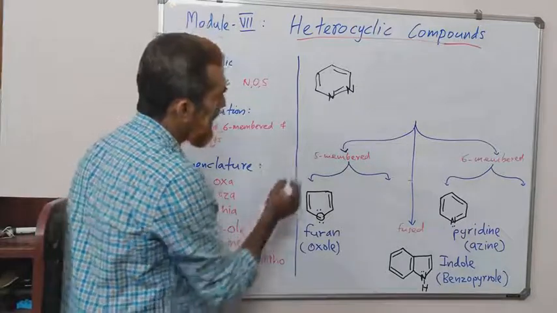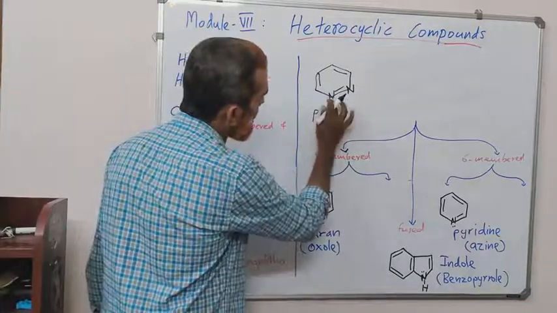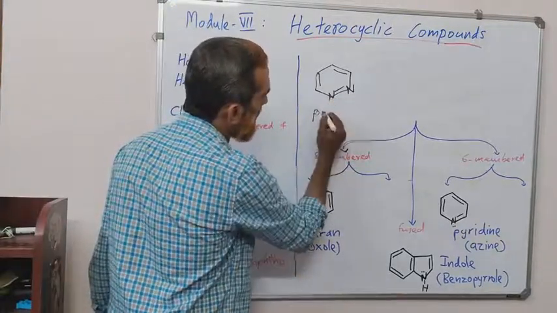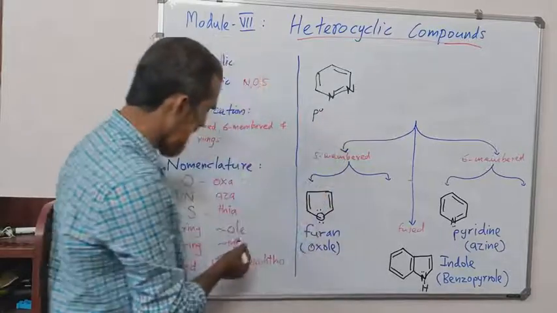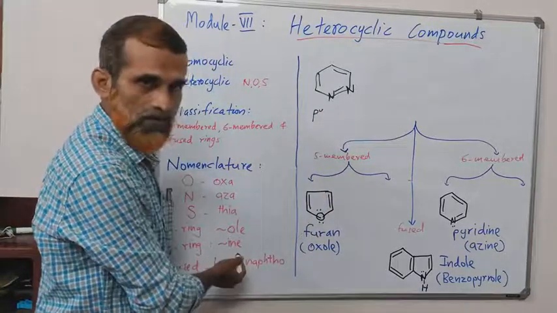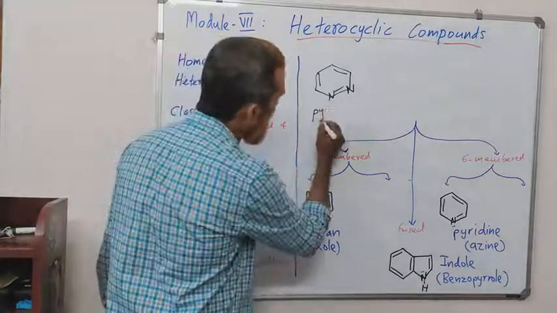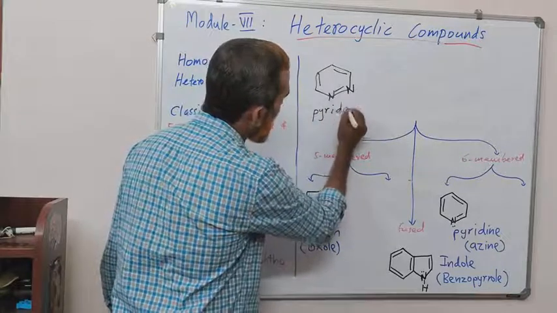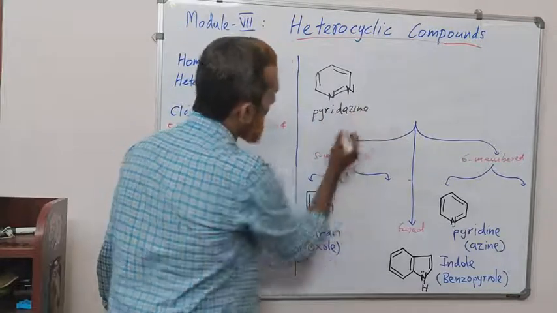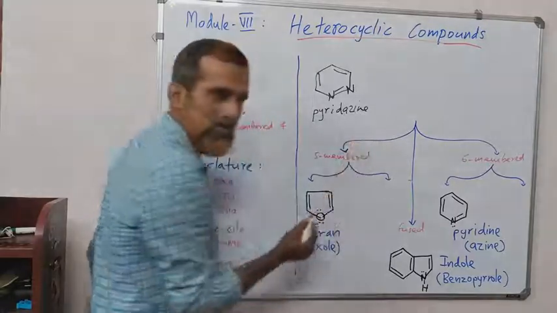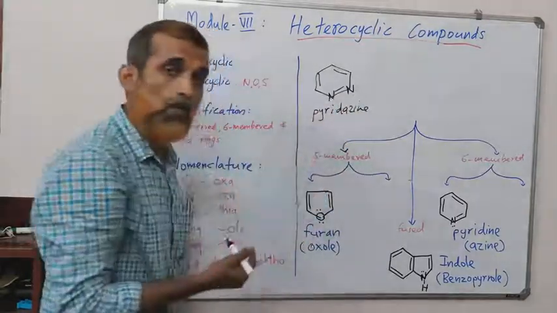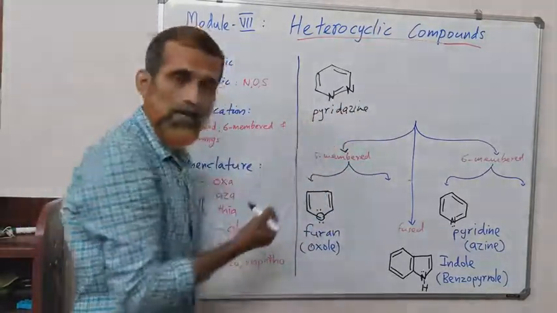What is this called? This is not pyridine, it is... a name that ends with ine, so it is pyridazine. See, pyridazine. So pyridine and azine together, 2 nitrogen, so pyridazine. What is the systematic name? This is a common name.